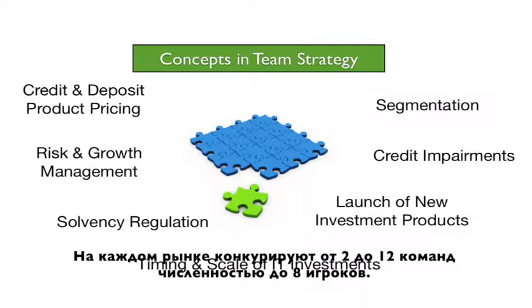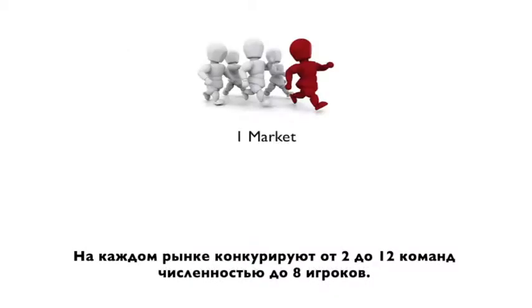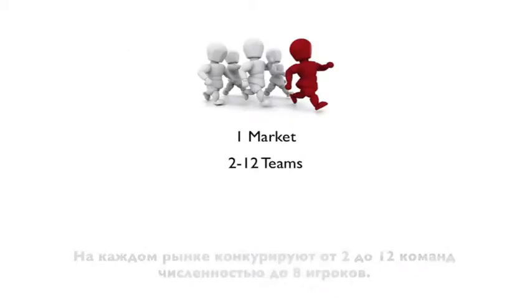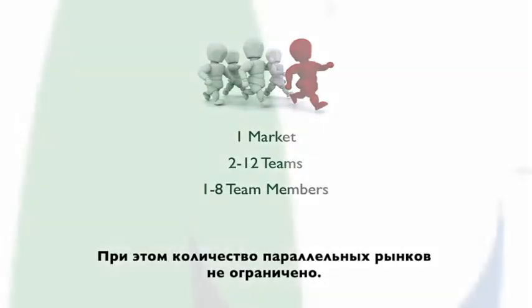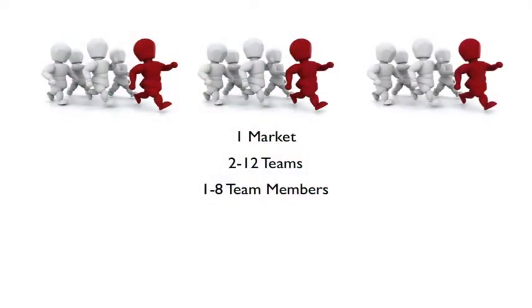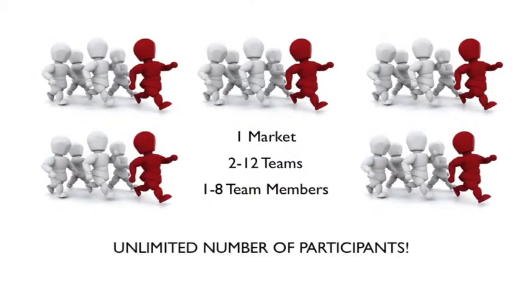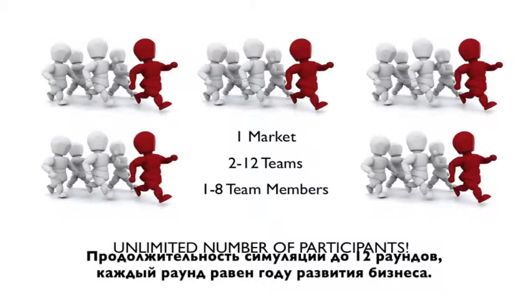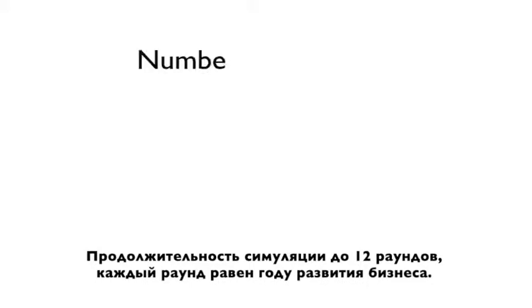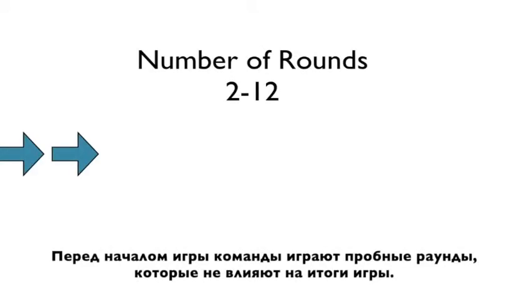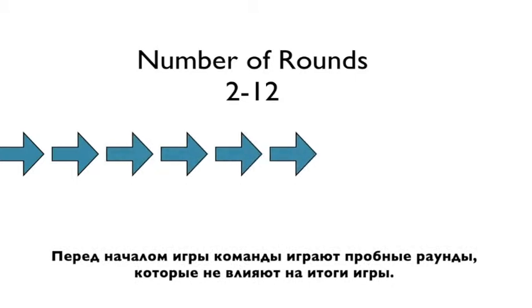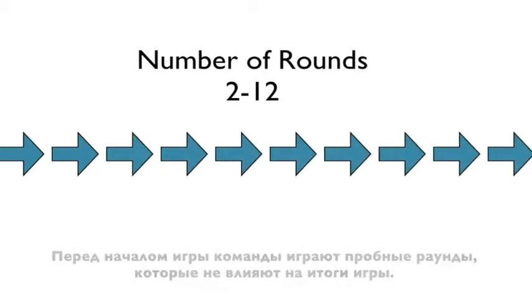Each simulation market consists of 2 to 12 competing teams with up to 8 members in each. The number of parallel simulation markets is not limited, making it possible to utilize the simulation for any number of students in the class. The simulation is played over 2 to 12 rounds, with each round constituting 1 fiscal year. Practice rounds that do not influence the actual game may be played before the actual rounds.